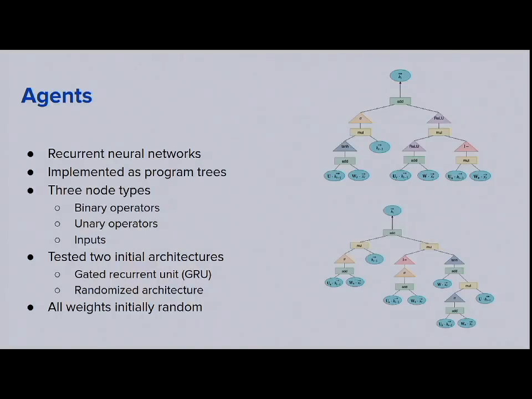We experimented with two different initial architectures. The first is a gated recurrent unit, so just a well-known LSTM variant. And the second at the top there, we're just calling it random initialization. We defined this small tree, and any of these agents' initial architecture has the same structure as this small tree, but with the order of inputs randomized and the operators randomized.